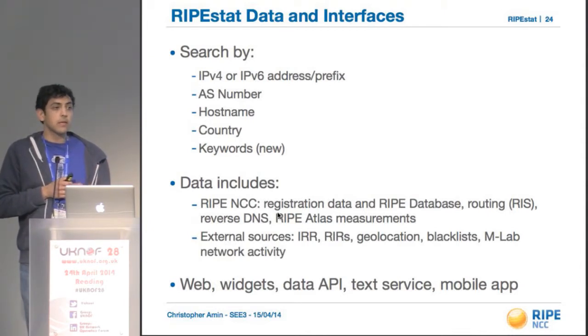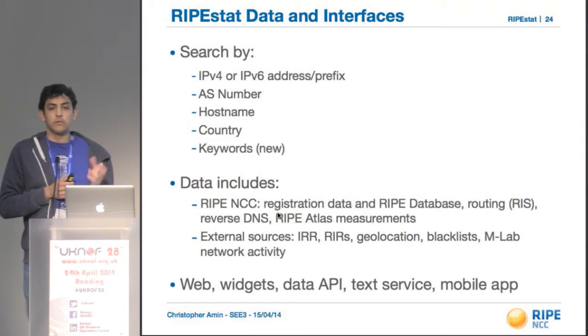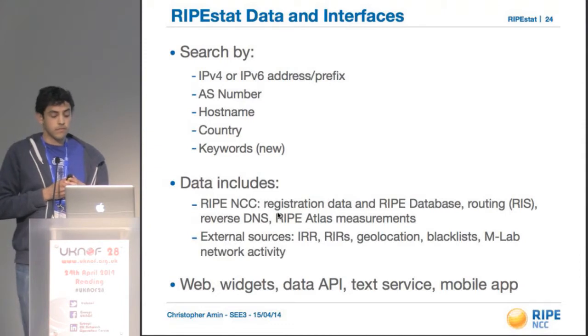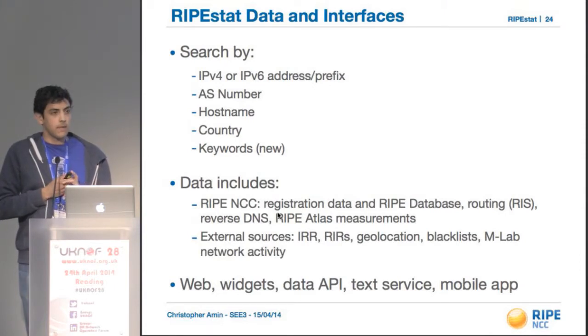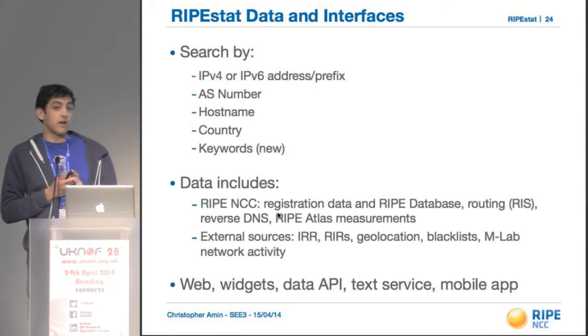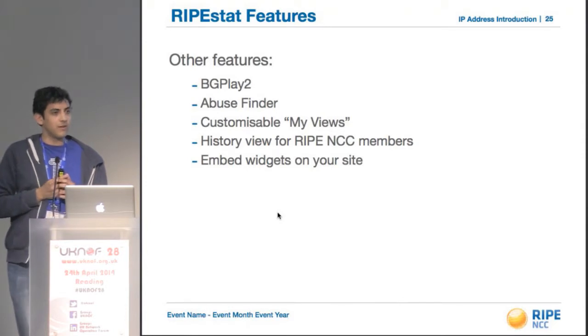There's a data API, same thing, but with a RESTful JSON API, which can be integrated into scripts or used for research. There is a text service, which is basically a whois-like service if you prefer using the command line. And it says mobile app there, but there's an iPhone app, iOS app, right now. Not an Android app, so if people feel strongly about that, then we'd like to hear it.